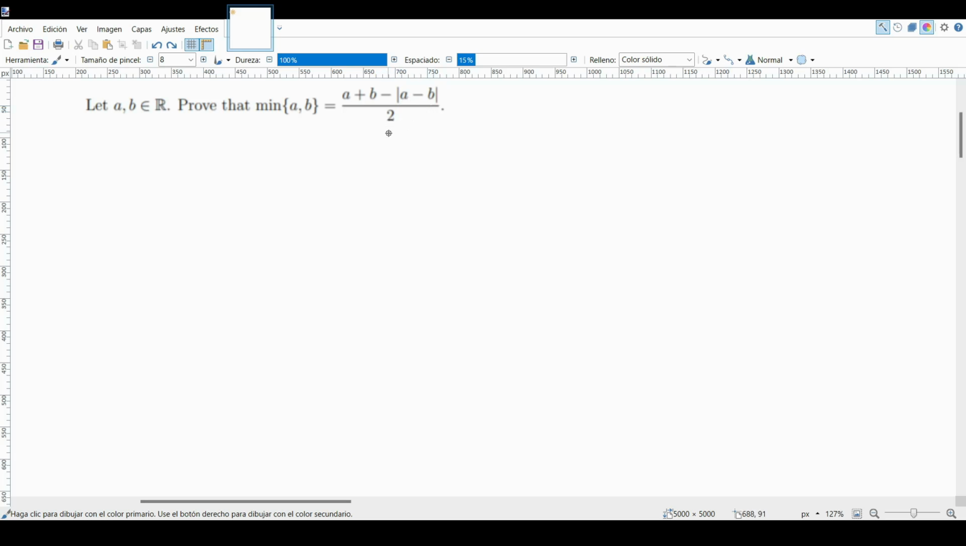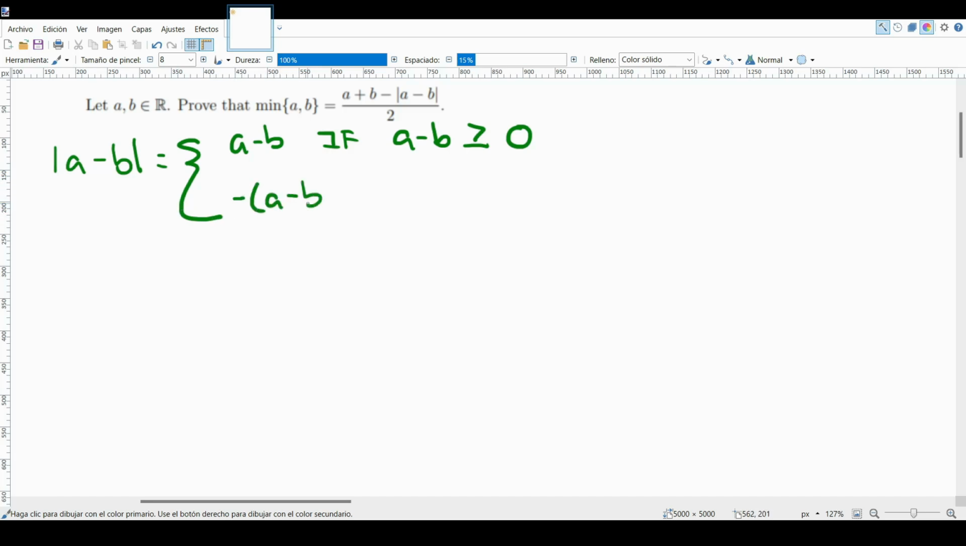Now, the thing that makes this proof a little tricky is the presence of the absolute value function here. And we're just going to write the definition of the absolute value of a minus b just to have our ducks in a row. It's a piecewise function, and it's going to be equal to a minus b if a minus b is greater than or equal to 0. And conversely, if a minus b is strictly less than 0, it's going to be equal to the negation of it.